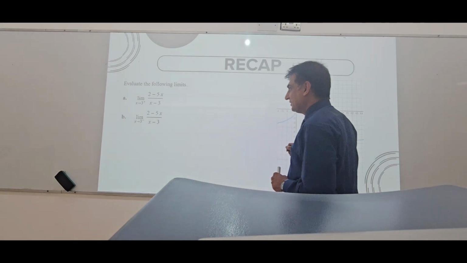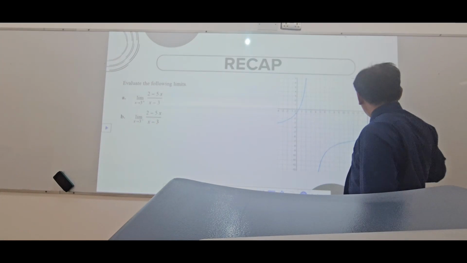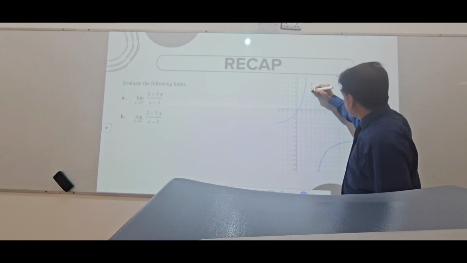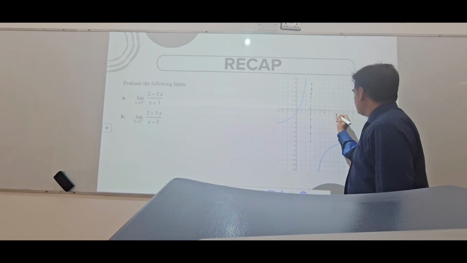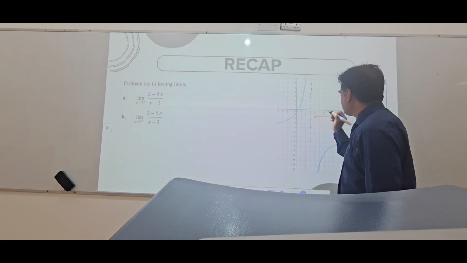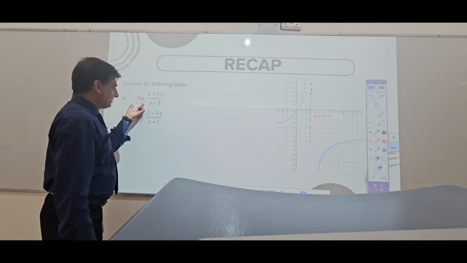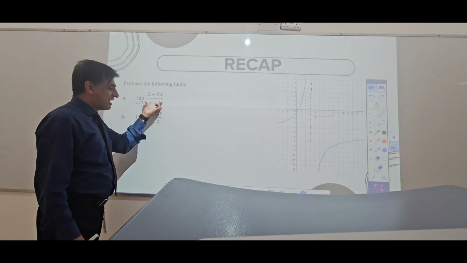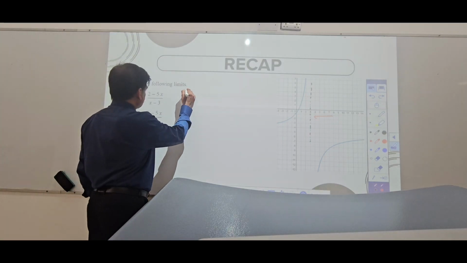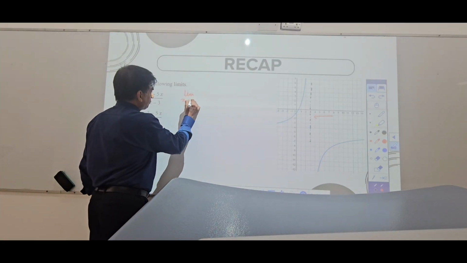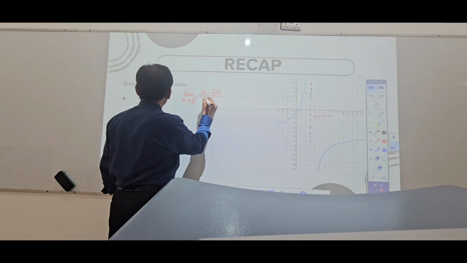It means x is approaching, let me just do this for you, this is the 3 that we are looking at. So x is approaching 3 from the positive side. We are now going to see what effect this limit, when x approaches 3, is going to have on this function. So let me rewrite it for you. We have the limit as x approaches 3 from the positive side, and this is our function.